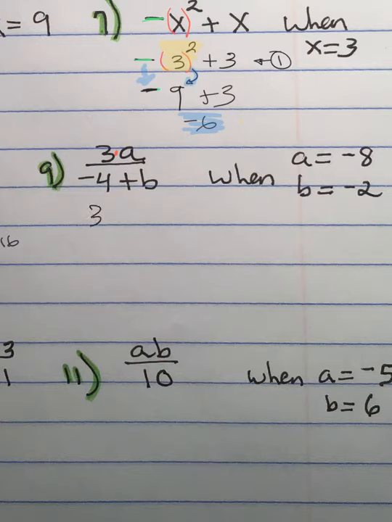You can either write 3 times A, or without the parentheses, you can write 3 times -8, or you can put a parenthesis. We usually just use a parenthesis for multiplication. So we've got 3 and then times -8 divided by -4 plus, and b is being replaced with -2. So that should be everybody's first step.